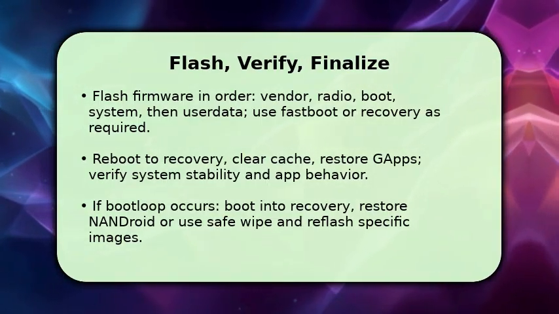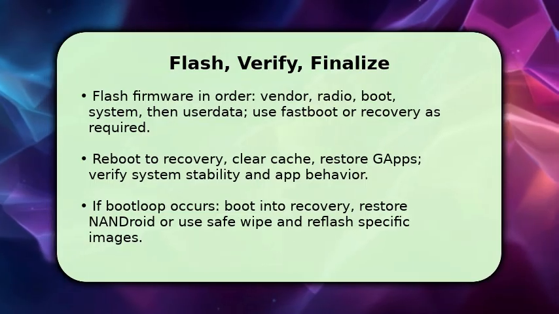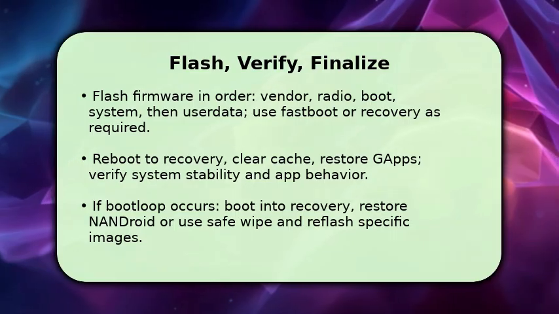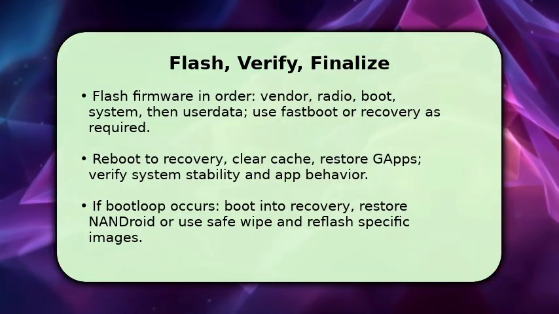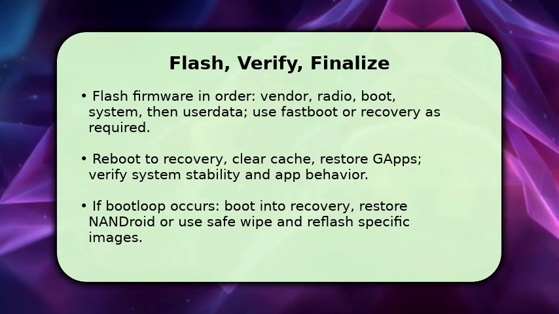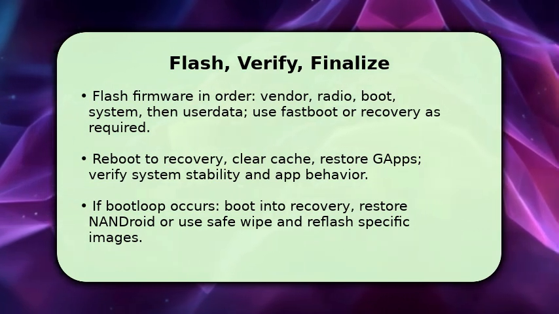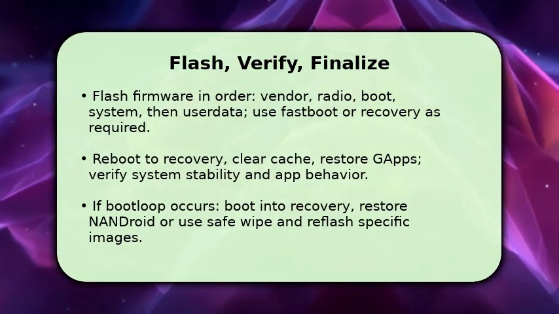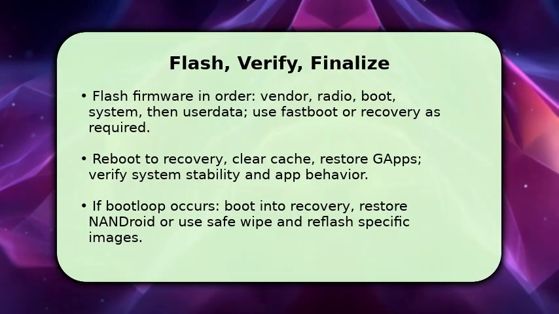Once flashing completes, reboot to recovery, clear cache and Dalvik/ART cache, then boot the new system and install GApps if needed. Verify stability. Check Wi-Fi, calls, sensors, encryption. If a boot loop or instability appears, immediately return to recovery and restore your NANDroid backup or reflash the failing image.